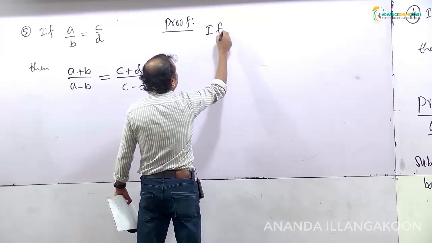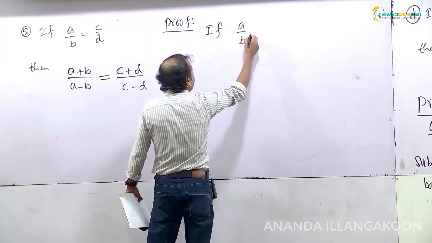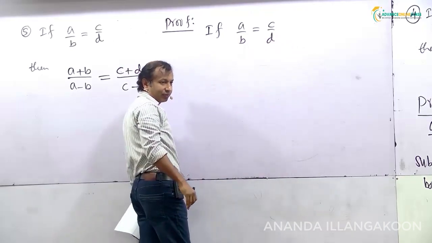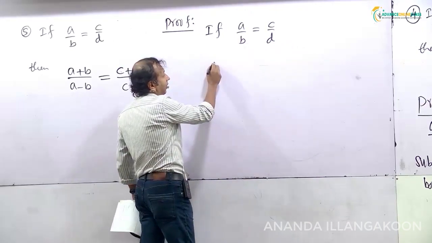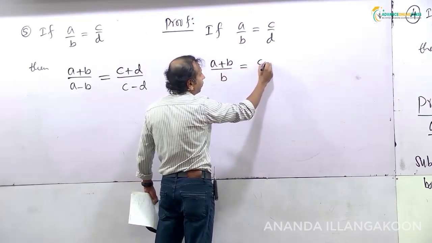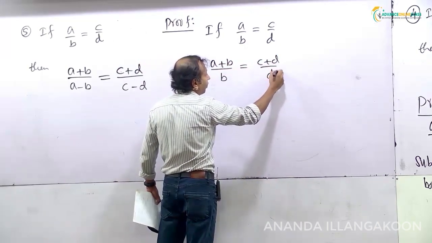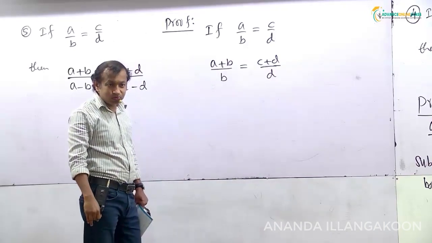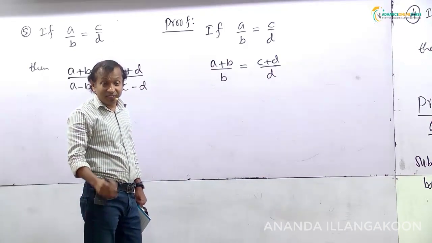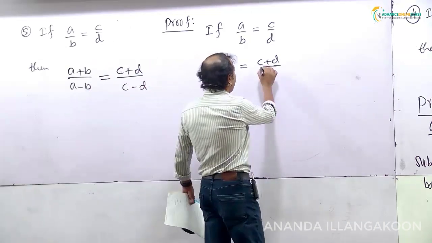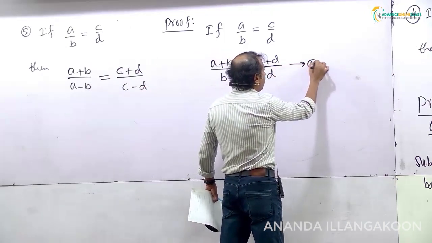We start the proof like this. If A upon B equals C upon D, A plus B over B is equal to C plus D over D. How do you know? We proved above. Number 1 proved above.